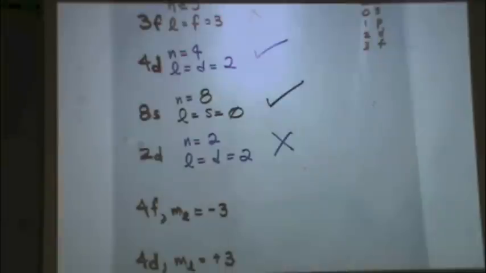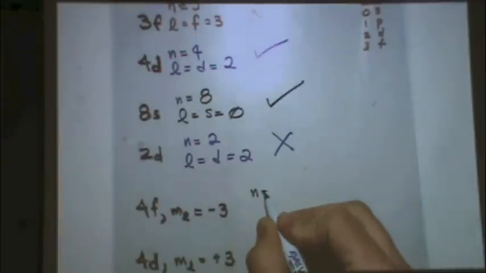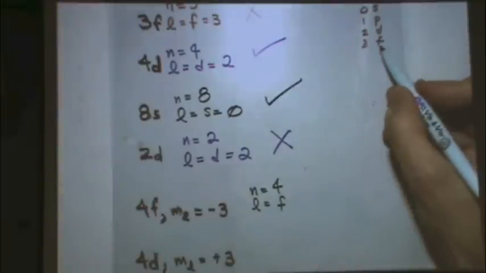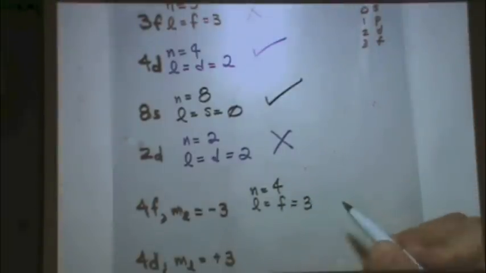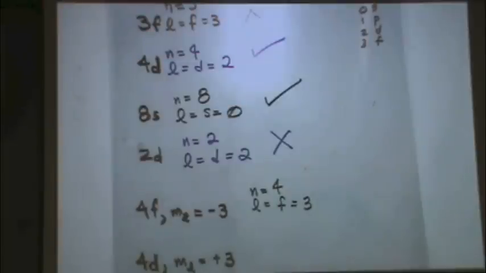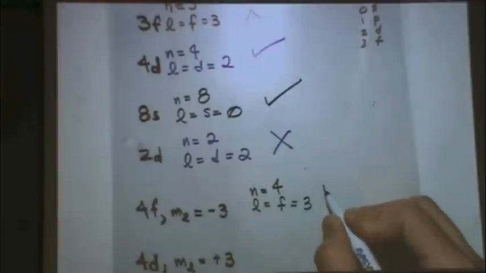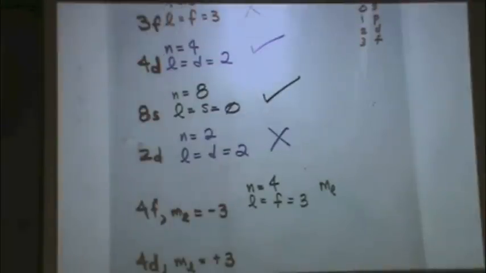Okay, let's try the next one. Here, n equals 4. L equals the letter F, which if you look on a little chart, is 3. So far, so good, because n is larger than l. As a little refresher, remember m sub l has to be anywhere between positive l and negative l. So if l is 3, m sub l could be between minus 3 and plus 3. So it could be minus 3, minus 2, minus 1, 0, 1, 2, or 3.